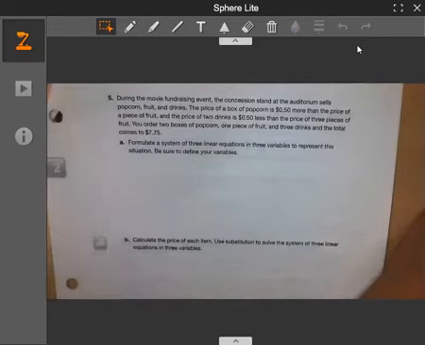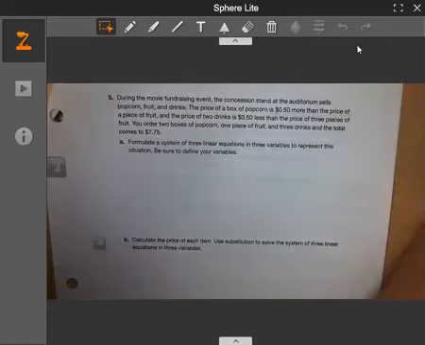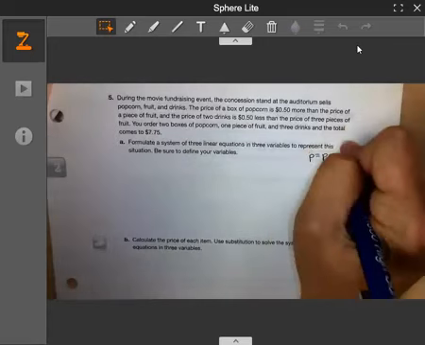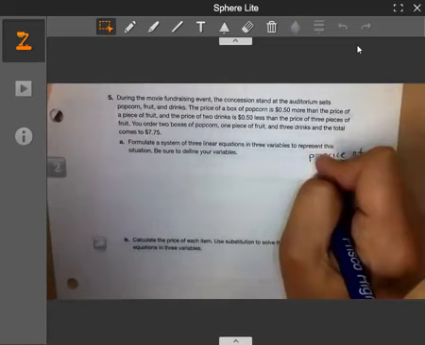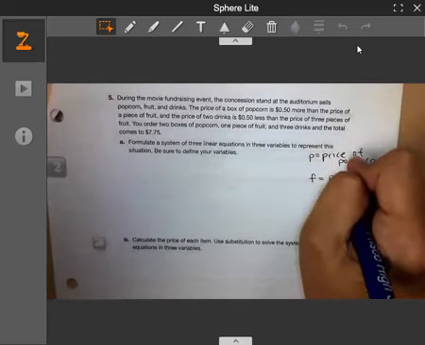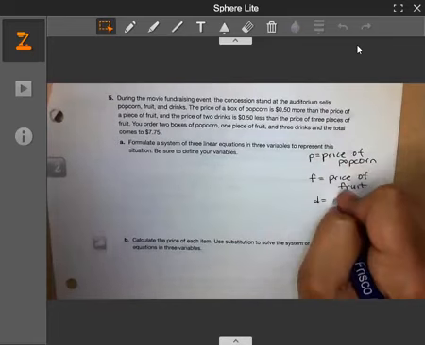Formulate a system of 3 linear equations and 3 variables to represent the situation, and be sure to define your variables. So again, we want to make sure that we define our variables. The 3 things we're looking for in this problem situation is the price of the popcorn, the price of the fruit, and the price of the drink. So P will be my price of popcorn. I'll go ahead and make F the price of the fruit, and D the price of the drinks.